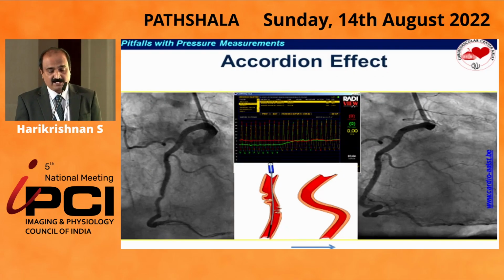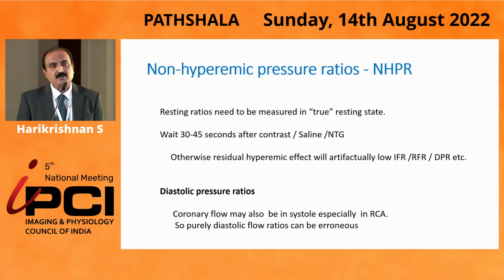Accordion can affect the FFR because it produces something called pseudostenosis, but actually it can be physiologically significant. And one slide about the non-hyperemic pressure ratios. The resting ratios need to be measured in the true resting state, as Dr. Johnson was mentioning. Wait 30 to 45 seconds after contrast, saline or NTG, because all these can produce some form of hyperemia. Otherwise, the residual hyperemic effect will artificially lower the iFR, RFR or DPR, etc.